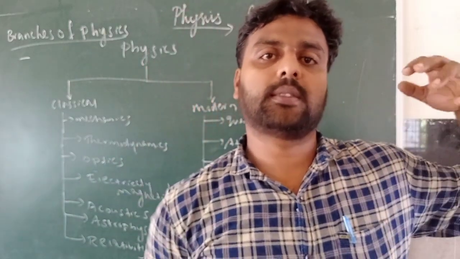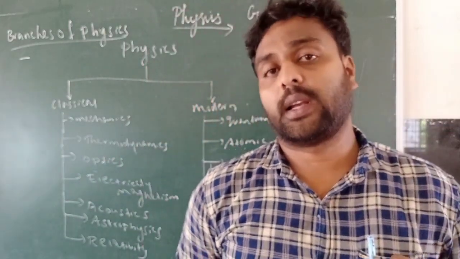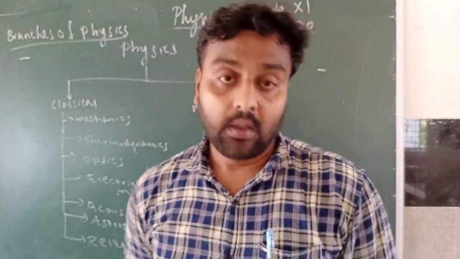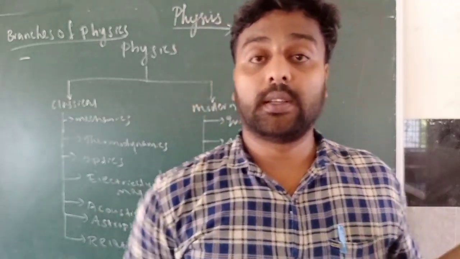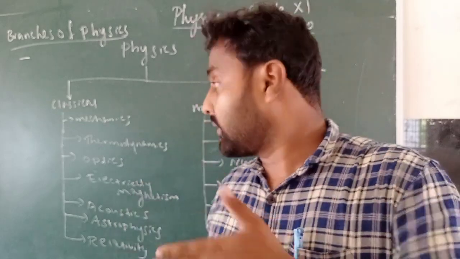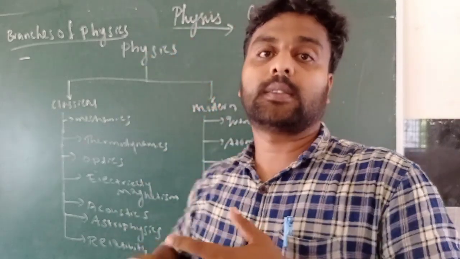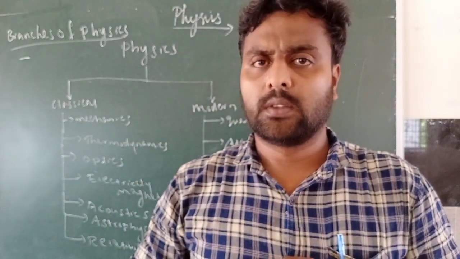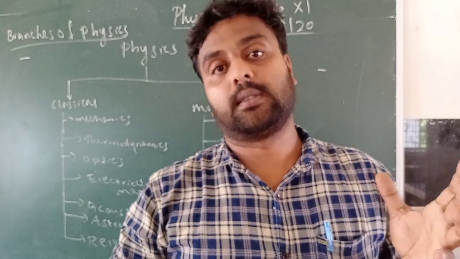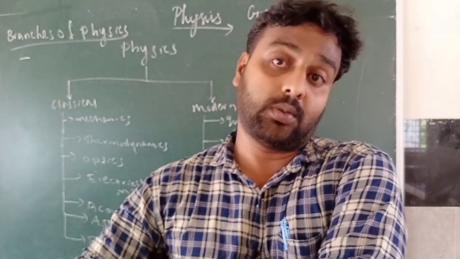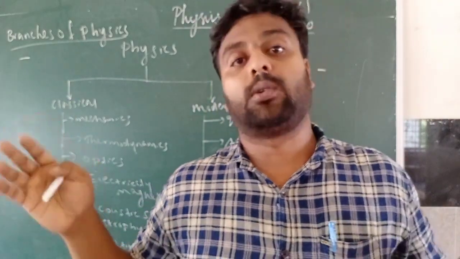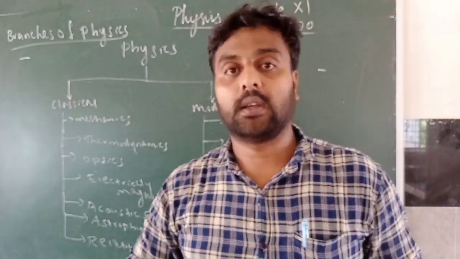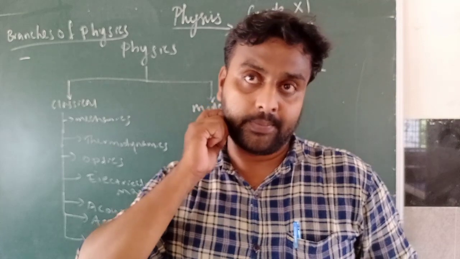Modern physics means the period that starts after the theory of relativity. In 1905, Albert Einstein found the theory of relativity. After that, modern physics came. Father of modern physics, Sir Albert Einstein. This is one general knowledge question.